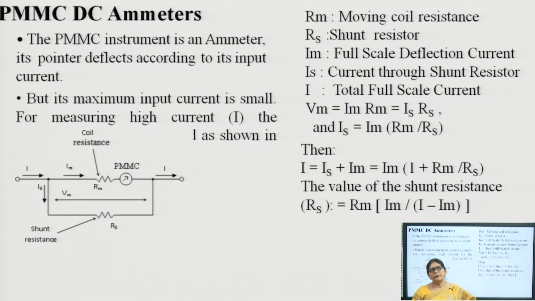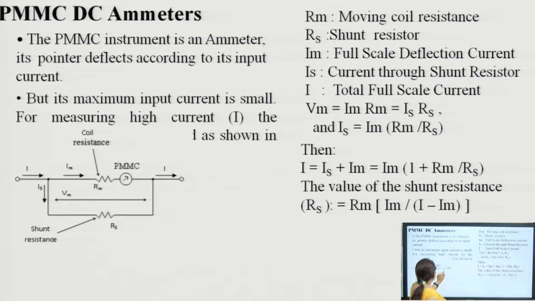So, if we want to measure a large amount of current, we have to place a resistance in parallel to that instrument, and the value of the resistance placed in parallel should be very low, so that most of the current will flow through this resistance and only a small current flows through the meter. Otherwise, the meter will burn due to I square R loss. The meter scale is calibrated so that it shows the value of the current I which we want to measure.